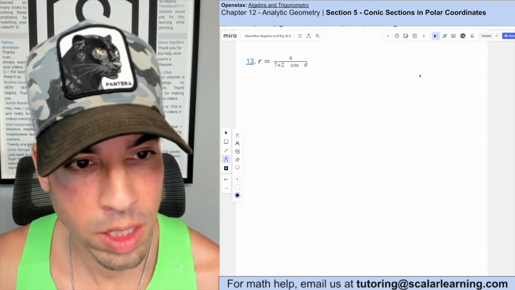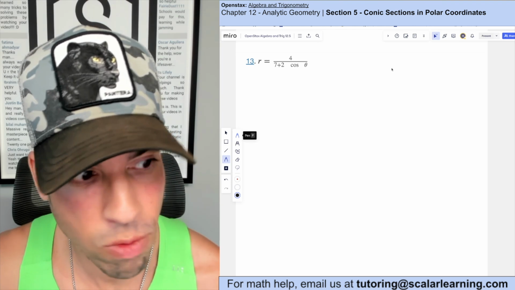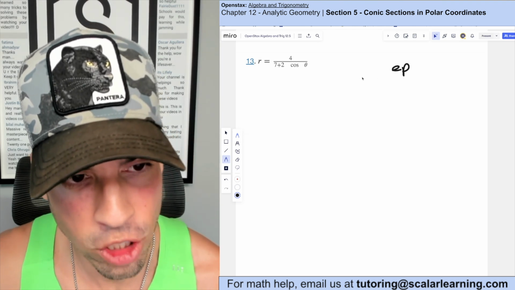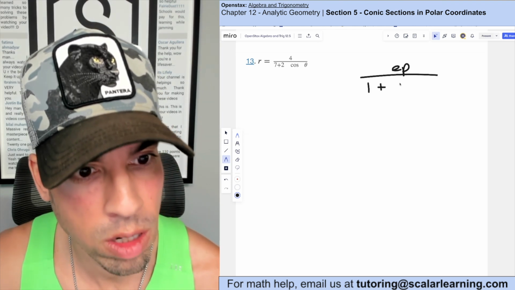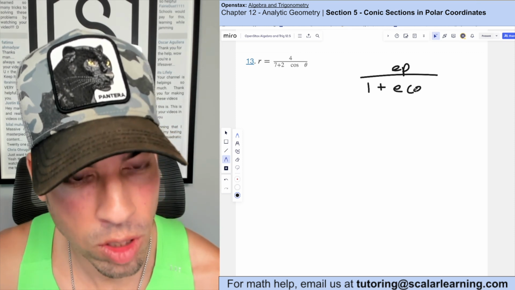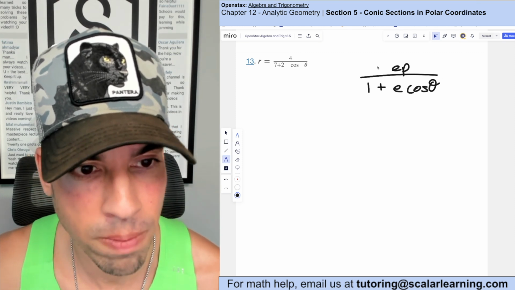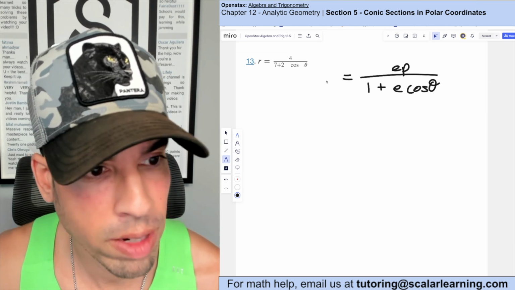Done. So for this one, once again, we remember that our formula that we're going to make these determinations on is EP over 1 plus E times cosine of theta, okay? And so this is how we're going to find our E value and our P value.